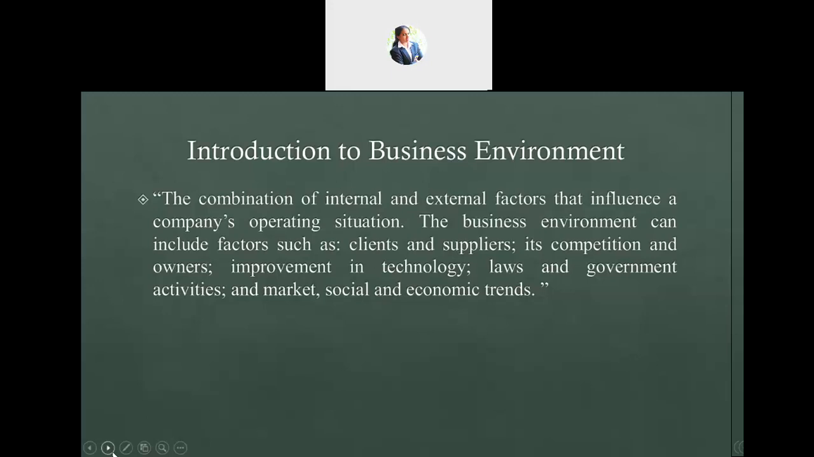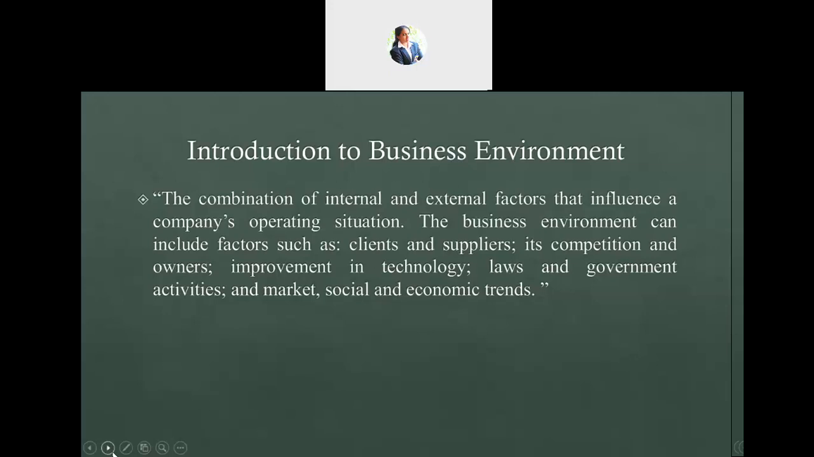Now, speaking about external factors, it is every such aspect outside your business organization or over which a business organization will not have any kind of control. It can only be said that we should adjust our organization or the way in which we do business to the external factors. Okay. Now it's a combination of all these factors which influence the company's operating situation.